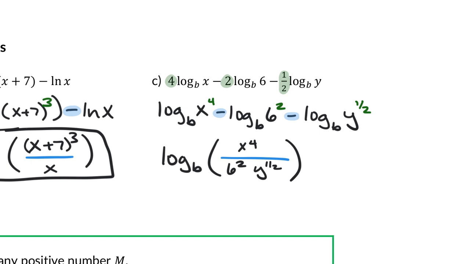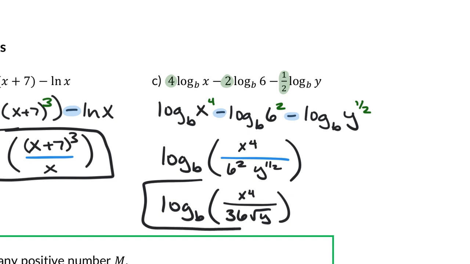We just need to clean this up a little bit. We can expand 6 squared and we can rewrite y to the 1/2 as the square root. So the answer we'd probably want to stop at here is log base b of x to the 4th divided by 36 times the square root of y. Comments, concerns, questions?